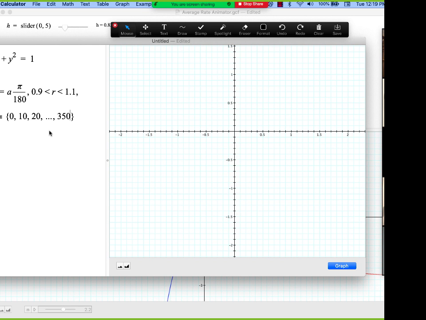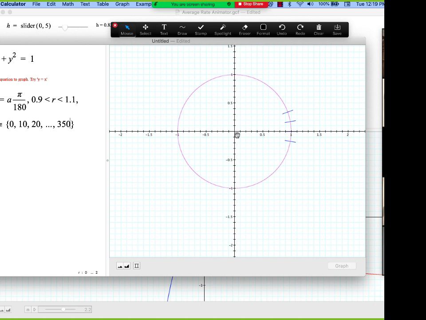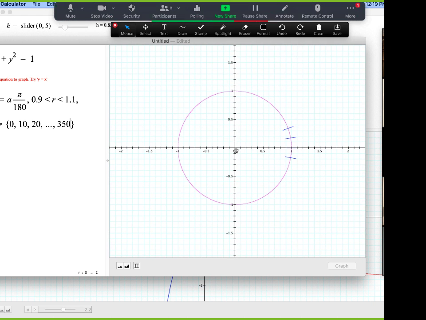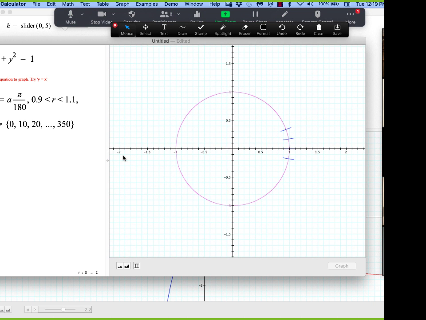All right. So now what will this do? For every value A starting at 0 to 350, it's going to plug it in there and plot them all simultaneously. What happened? It tried. We did something wrong. What did we do wrong?